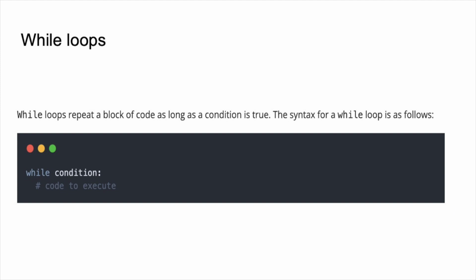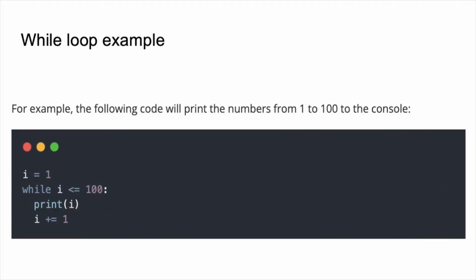Loops in Python allow you to repeat a block of code until a certain condition is met. There are 2 types of loops in Python, while loops and for loops. While loops repeat a block of code as long as a condition is true. The syntax for a while loop is as follows. For example, the following code will print the numbers from 1 to 100 to the console.